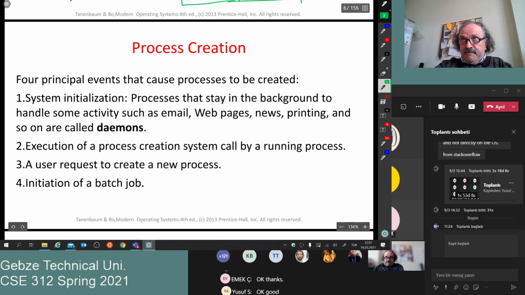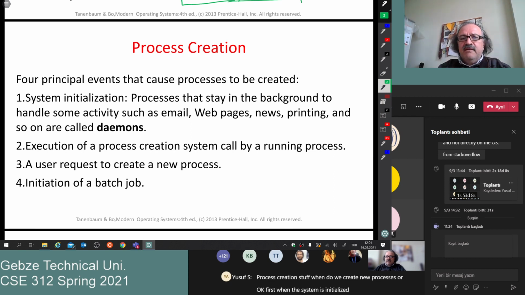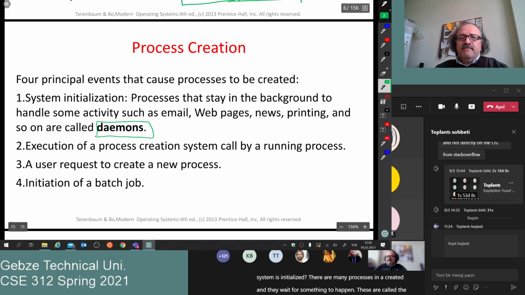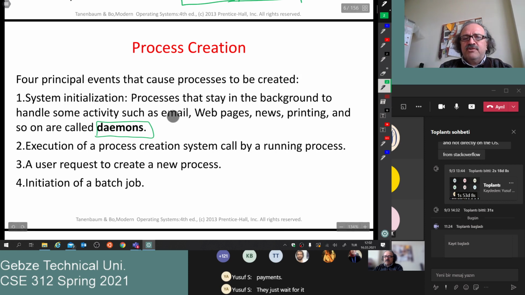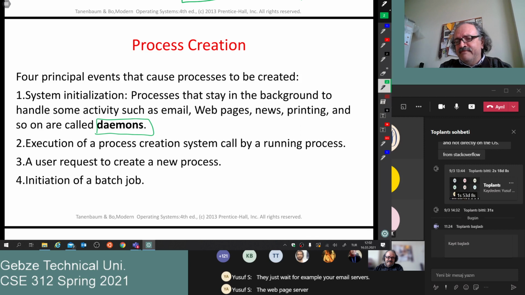Let's look at this process creation stuff. When do we create new processes? Okay, first, when the system is initialized. When the system is initialized, there are many processes created, and they wait for something to happen. These are called daemons. They just wait. For example, your email server, web-based server, printing server, network server, etc. They just wait for something to happen.